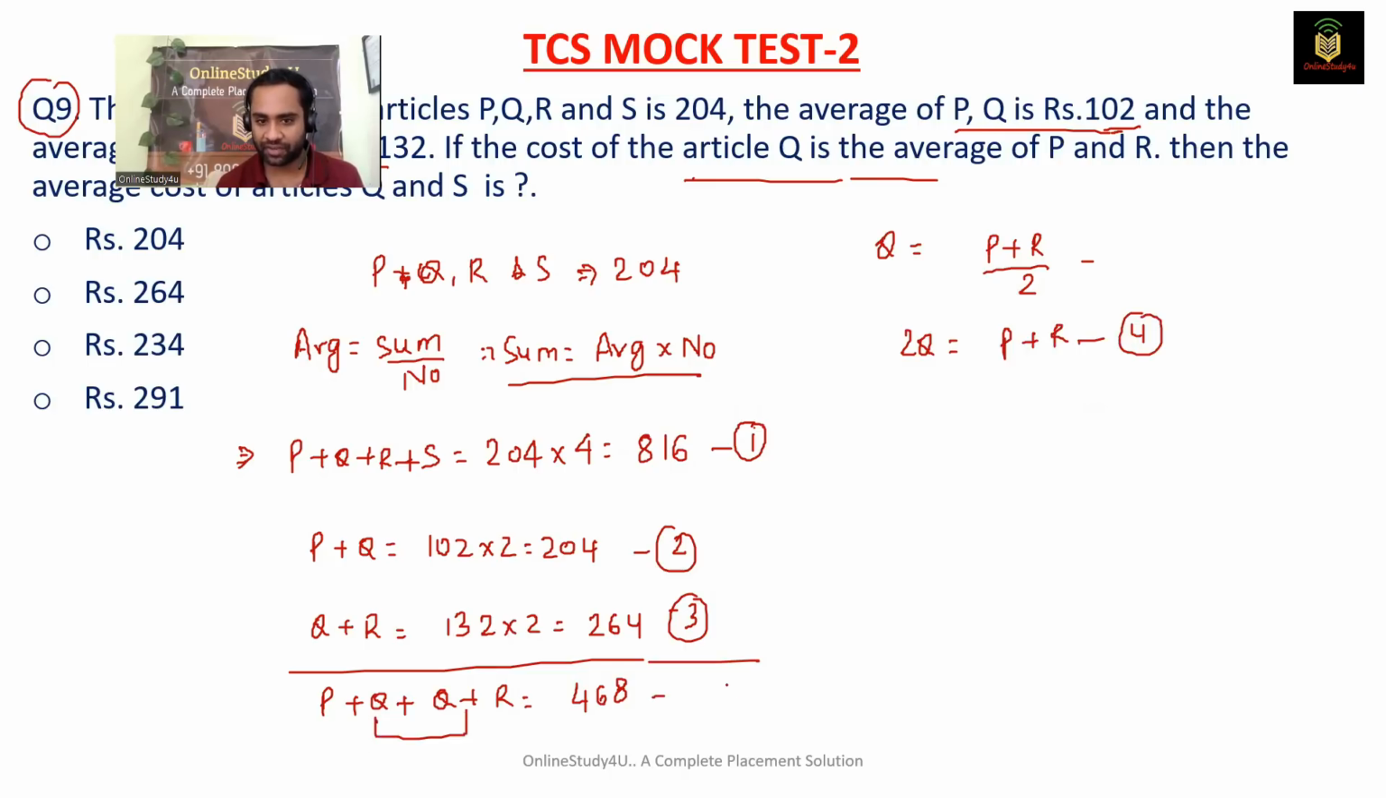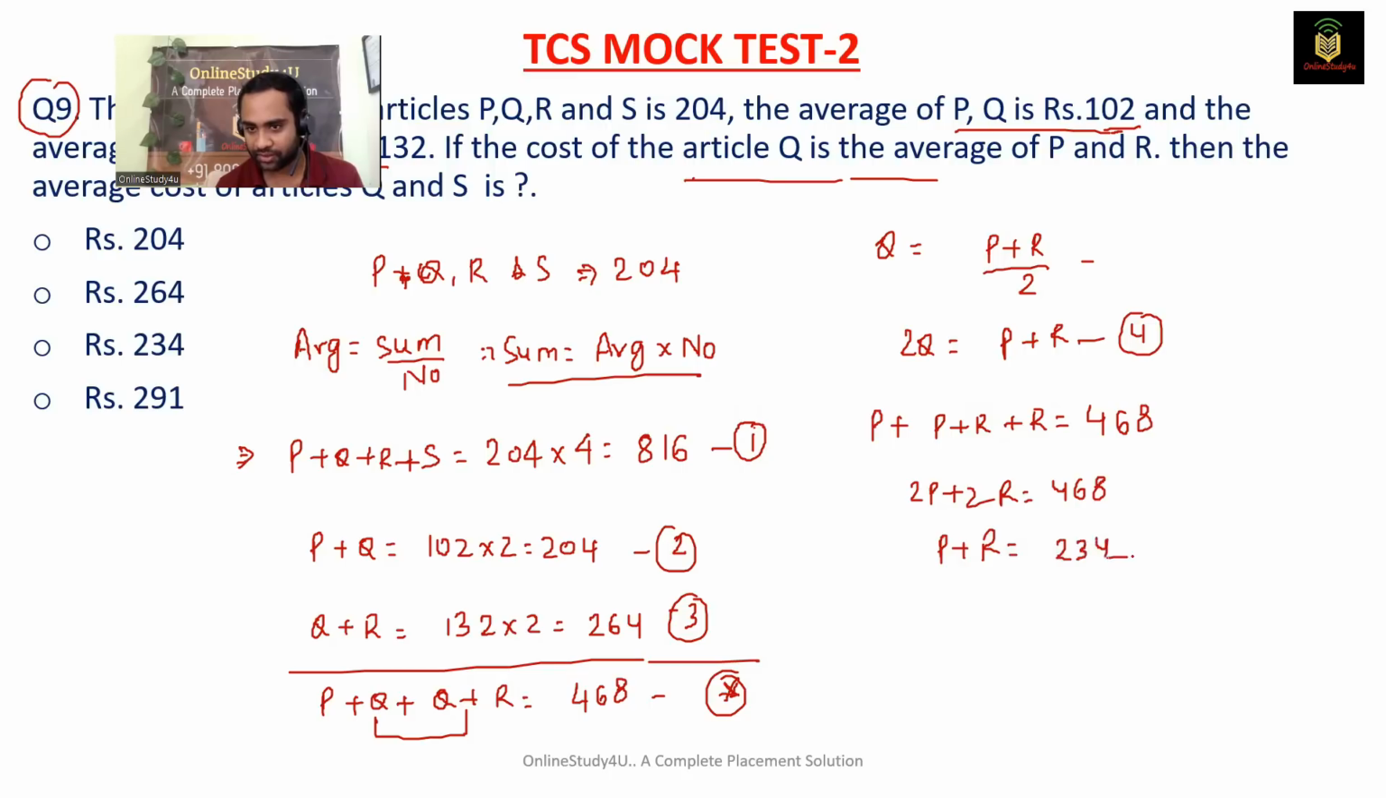I will put in this equation star. So P plus 2Q, 2Q is P plus R, and plus R is equal to 468. So 2P plus 2R will be equal to 468. Taking 2 common, P plus R will become equal to 234. This is my equation 5.